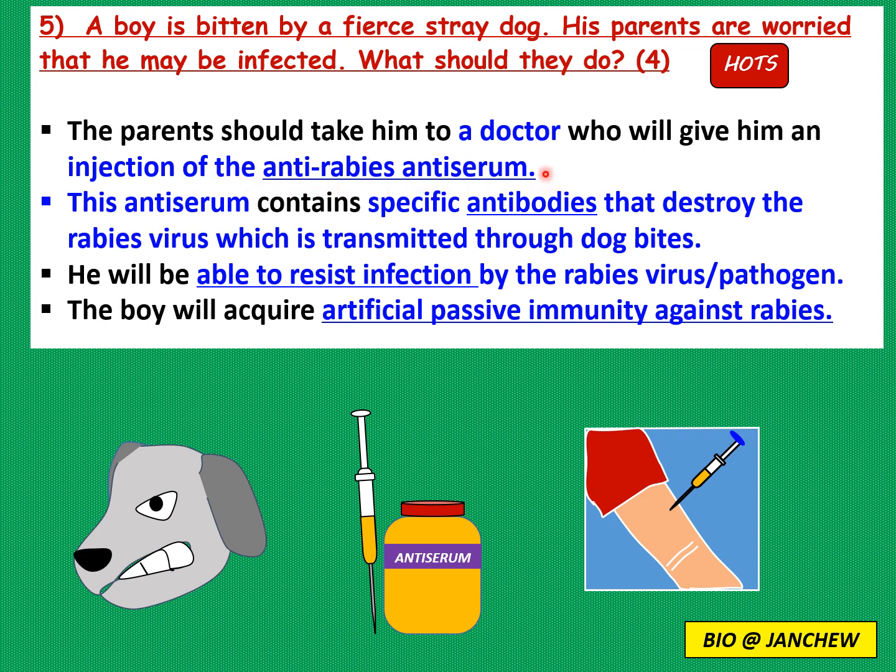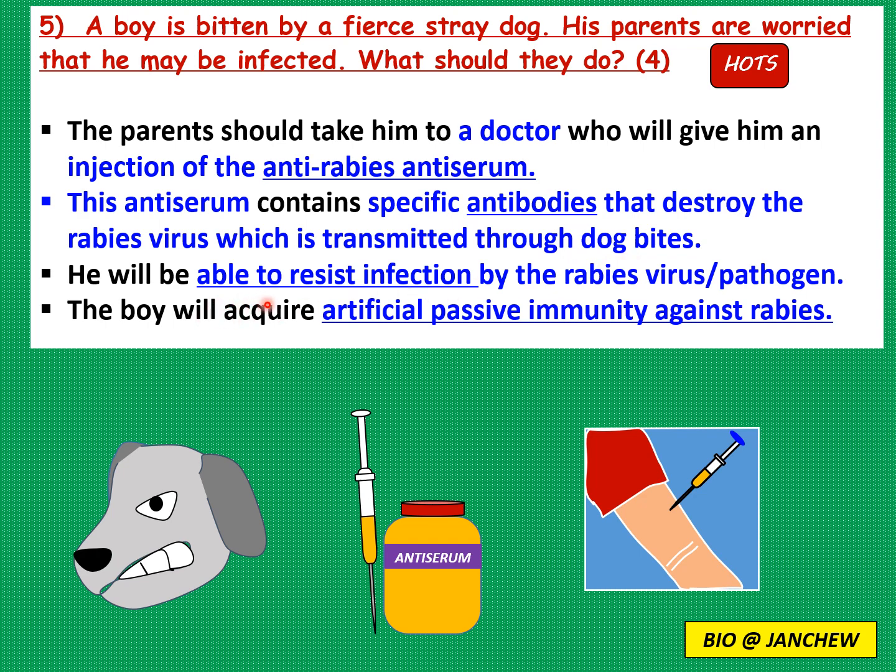Okay, so this anti-serum actually contains the specific ready-made antibodies that can destroy the rabies virus. These are the antibodies that work against the rabies virus. So straight away, the doctor will inject a high concentration of this anti-serum containing the antibodies into the boy, because he may suspect that this boy may be infected with the rabies virus, maybe through the dog bite.